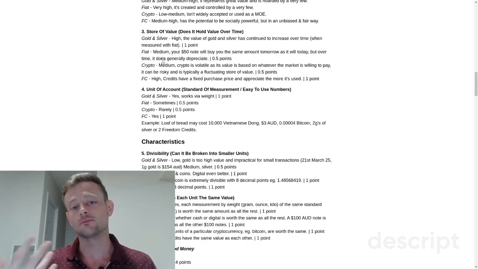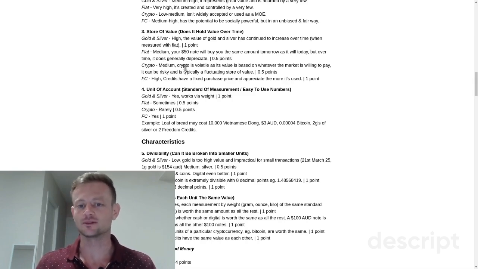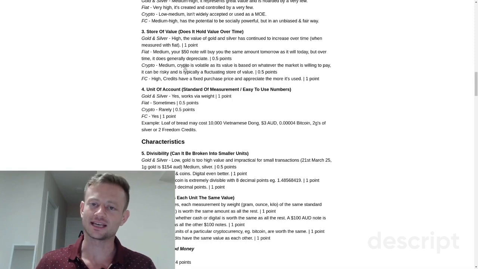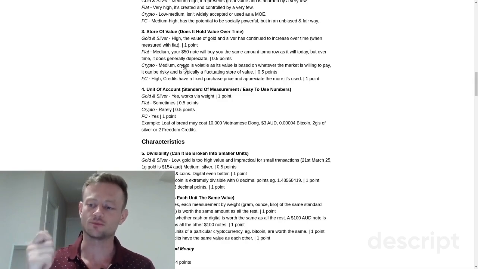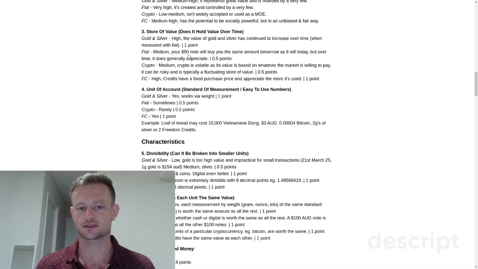Fiat, well, medium for fiat. Your $50 note will buy the same amount today as tomorrow, or tomorrow as it will today, but over time it does generally depreciate. There's only some rare exceptions where it doesn't. It doesn't happen often. Most of the time it is inflating like crazy, meaning that you need more of it to buy the same things.